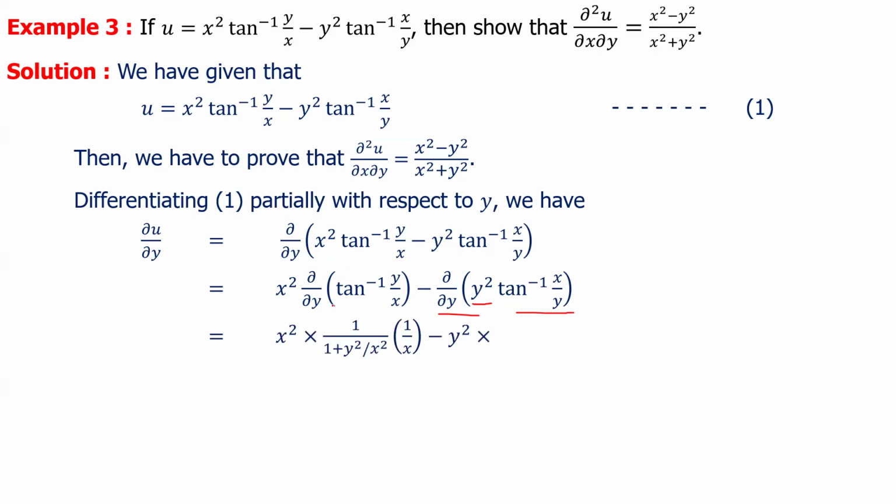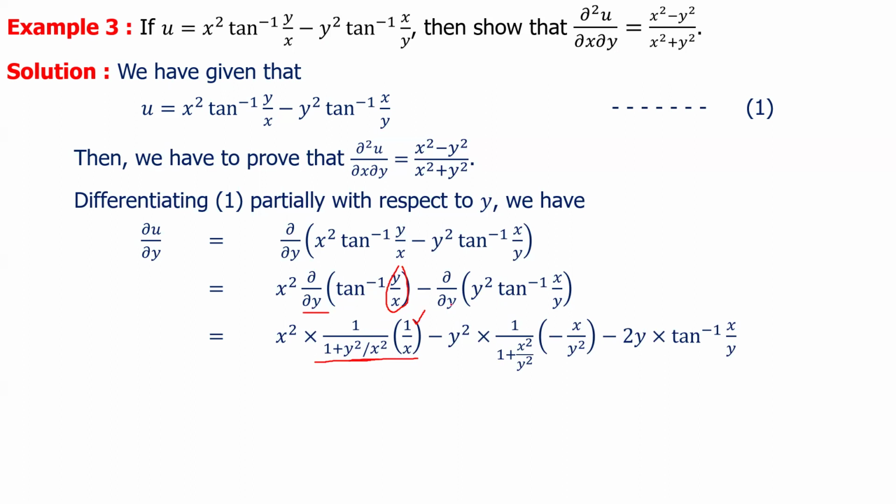So let us first find the derivative of tan inverse of y by x with respect to y. We know that the derivative of tan inverse of x is 1 upon 1 plus x square. So in place of x, it is y by x. We can write 1 upon 1 plus y by x whole square, or y square upon x square. Again, the derivative of y by x with respect to y is 1 by x. So this is the first part, the derivative of tan inverse of y by x with respect to y.